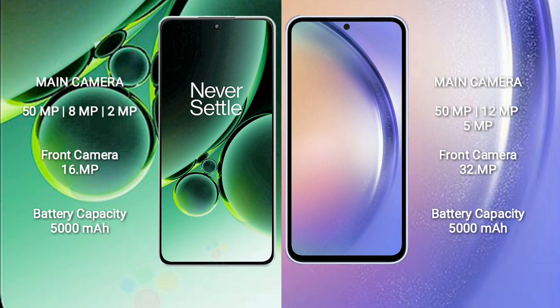OnePlus Nord 3 has a 5000mAh battery with 80W fast charging support. Samsung Galaxy A54 has a 5000mAh battery with 25W fast charging support.